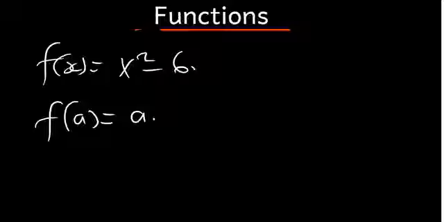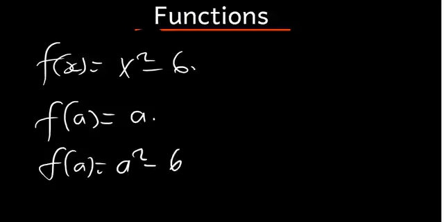So what it means there is that we're going to have f of a equal to a squared minus 6. Now they want us to put a where there is x.